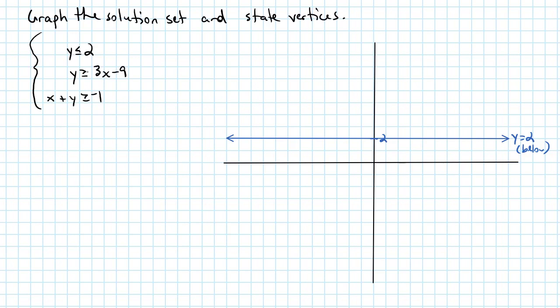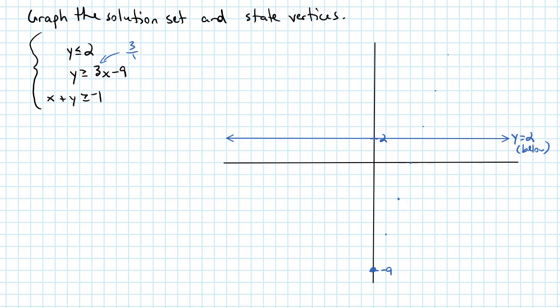The next one, y is greater than or equal to 3x minus 9, means we have a y-intercept of negative 9. So 1, 2, 3, 4, 5, 6, 7, 8. Here's negative 9. There's our y-intercept. And we have a slope of 3, which is 3 over 1. So we're going to rise 3 and run 1 to get subsequent points on the graph.